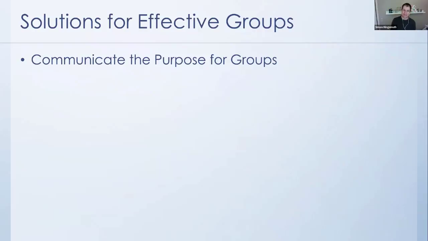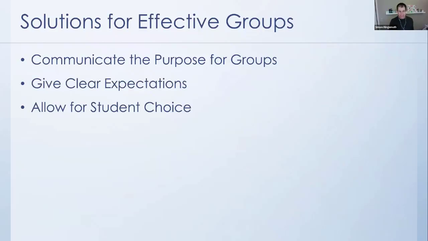We have to tell them why we're doing this and explain how these group projects are going to help them in class, and why they're relevant to the real world. We need to give clear expectations. Here's one thing: we need to allow for student choice.